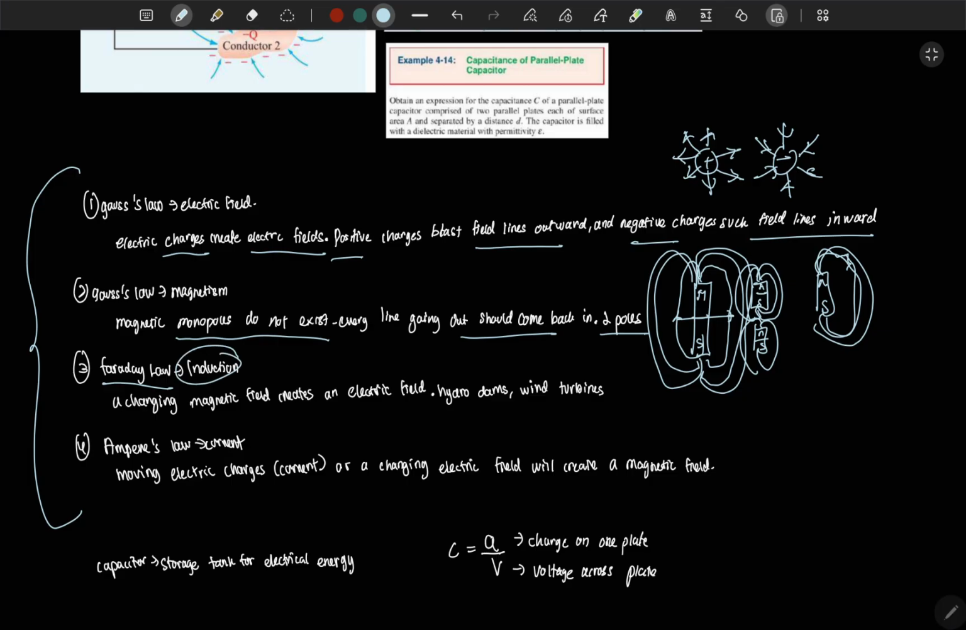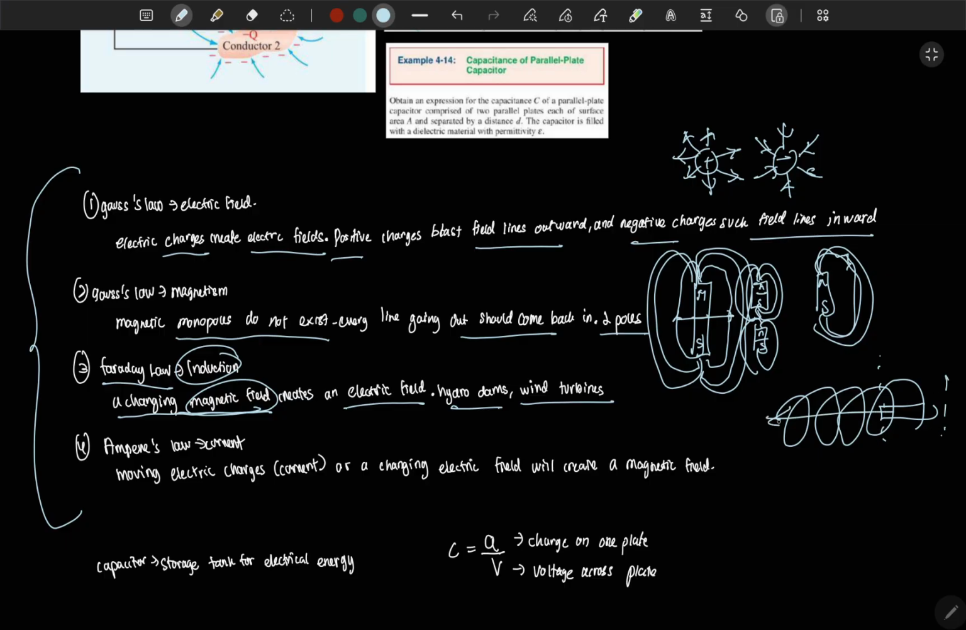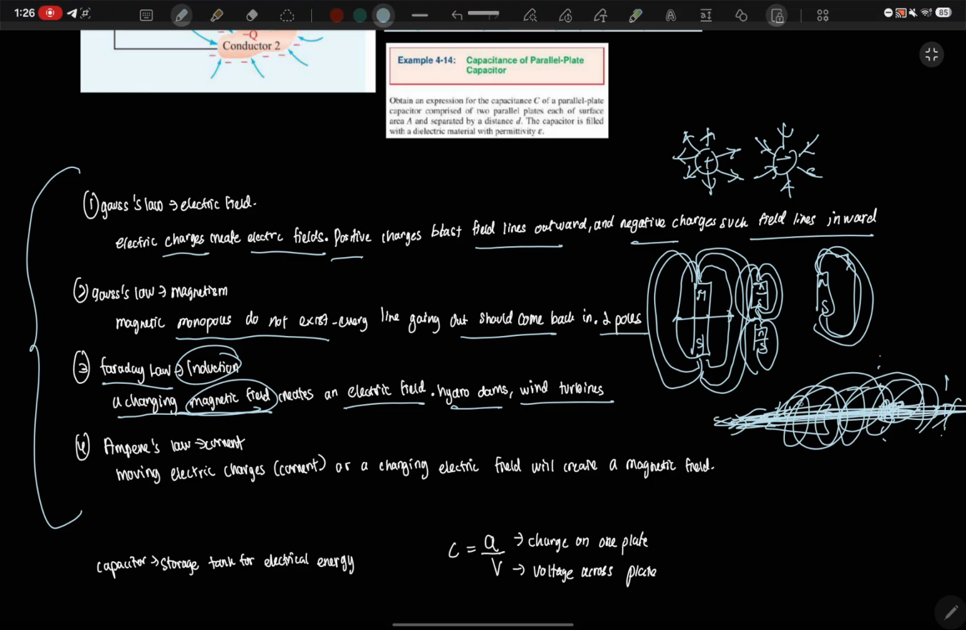Then we have Faraday's law, which is for induction. A changing magnetic field creates an electric field, like in hydrodams and wind turbines. For example, you have a coil, then you place a magnet. The magnetic field is around here, but if you change the magnetic field by moving it, here becomes the north instead of the south. When you move it back and forth, the coil has an electric field around it, which is the application for wind turbines and also hydrodams.